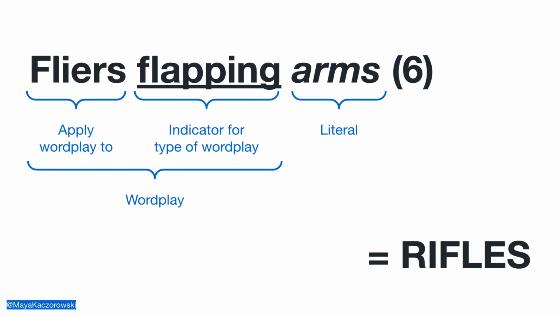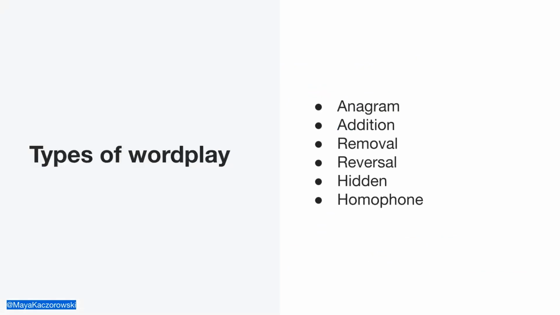So now you're hopefully getting the idea of just how much of a mindfuck these clues are and why they're so much fun. Okay. So as I mentioned, wordplay has a couple of different standard patterns that clues will generally follow. There's not that many kinds. They still take some getting used to. Anagrams, additions, removals, reversals, hidden words, and homophones.